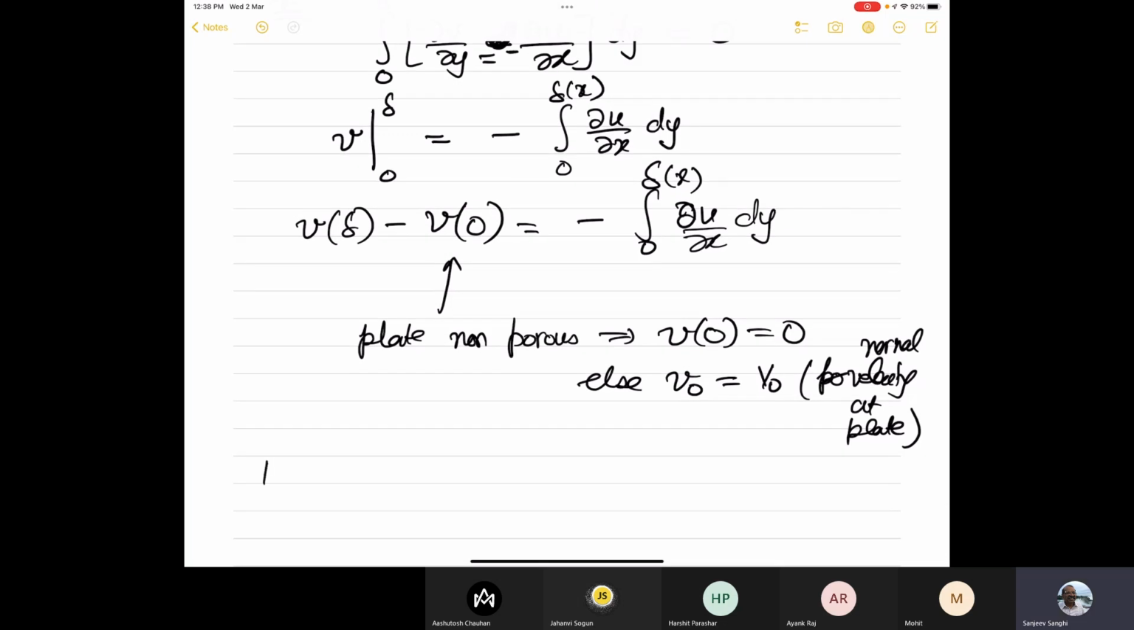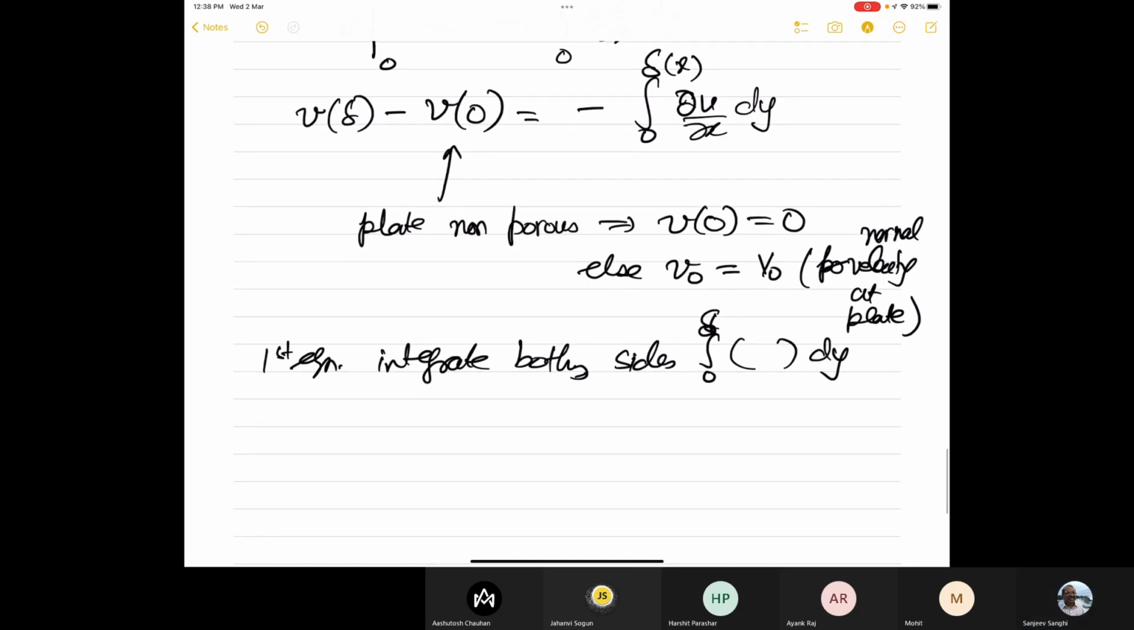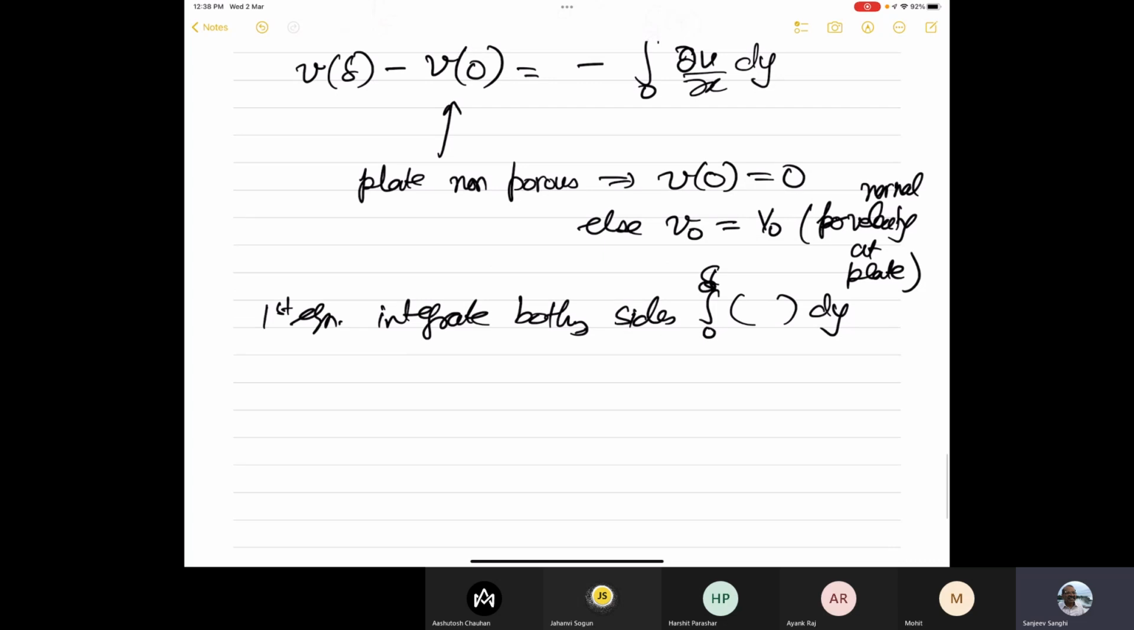Okay. Then we move to the first equation and we integrate both sides, integral 0 to delta dy. See, what do we mean by integrating an equation or integrating something from 0 to delta dy? That means whatever is the y component, we are in some sense averaging all that. We are keeping only the functionality of x, and whatever there is in y, we are summing it all up. That is the meaning of integral with respect to y.